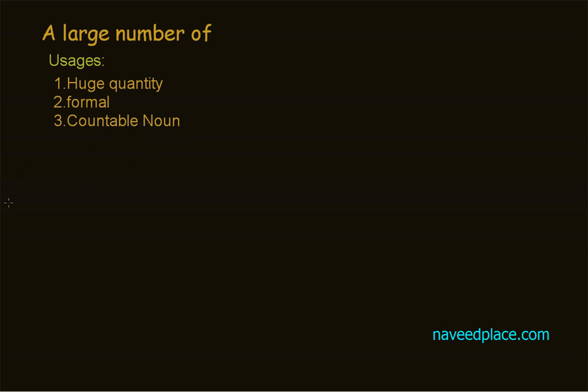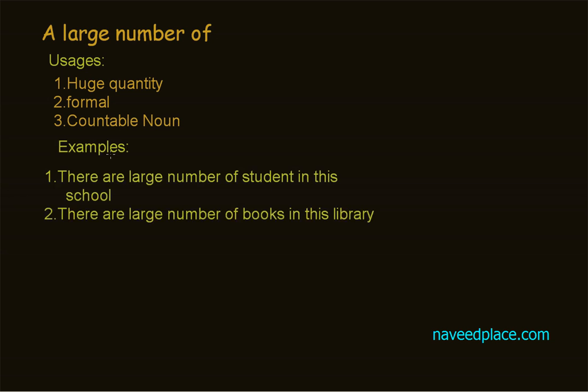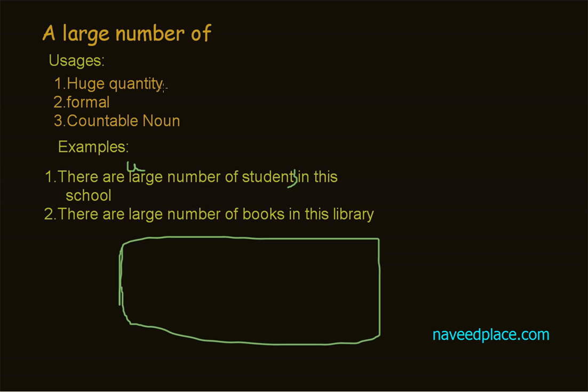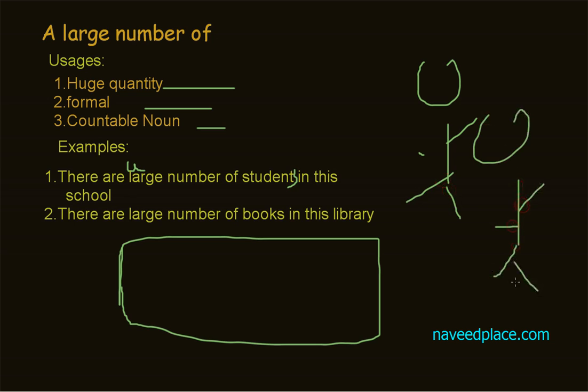How can we use a large number of? Let's see here. We have examples. The first example is: there are a large number of students in this school. So here I'm saying that, for example, there's a school, and I'm saying huge quantity in a formal way, and countable. Definitely, can we count students? Definitely we can count students. One student, two students. So definitely the thing which is countable must be in huge quantity. And when we want to express the huge quantity in a formal way, we use a large number of.